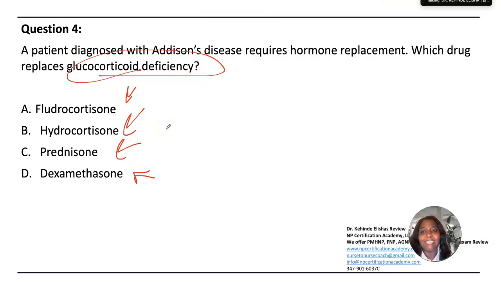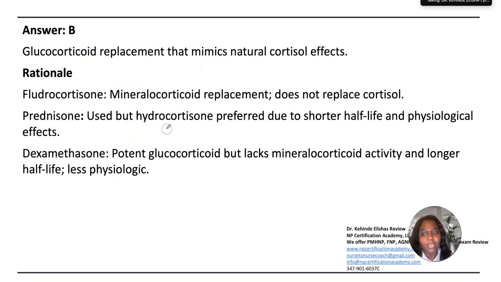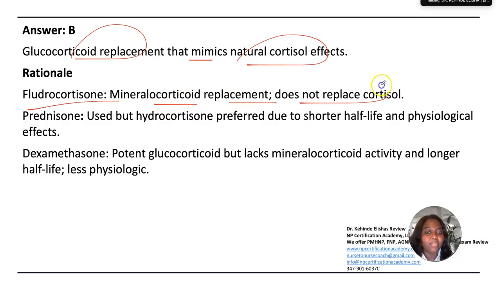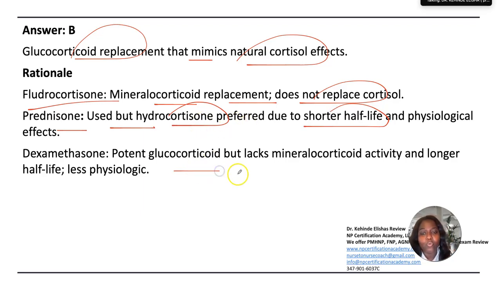And when we look at Addison's disease, absolutely. Thank you so much for your responses. The final answer is glucocorticoid replacement that mimics the natural cortisol. Fludrocortisone is a mineralocorticoid replacement and does not replace cortisol. Prednisone is used, but hydrocortisone is preferred because it has a shorter half-life and physiological effect. Dexamethasone is a potent glucocorticoid, and of course, it lacks mineralocorticoid activity and has a longer half-life.